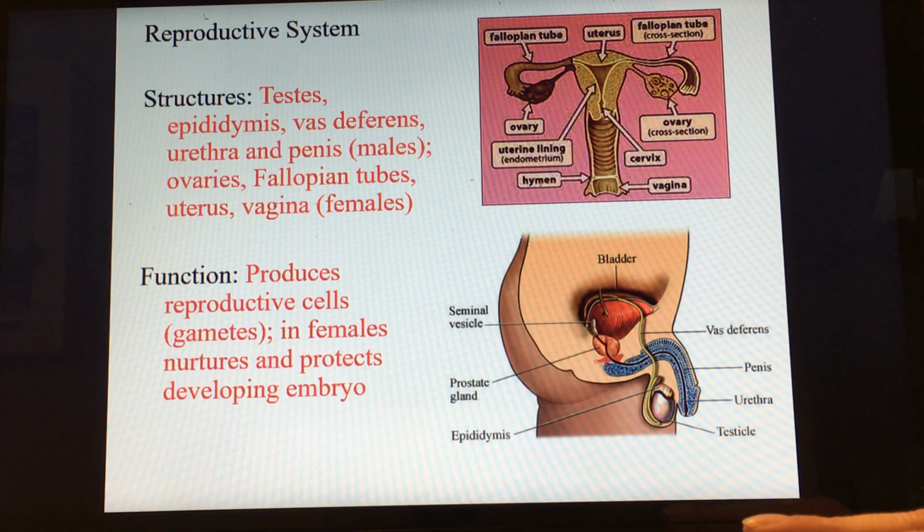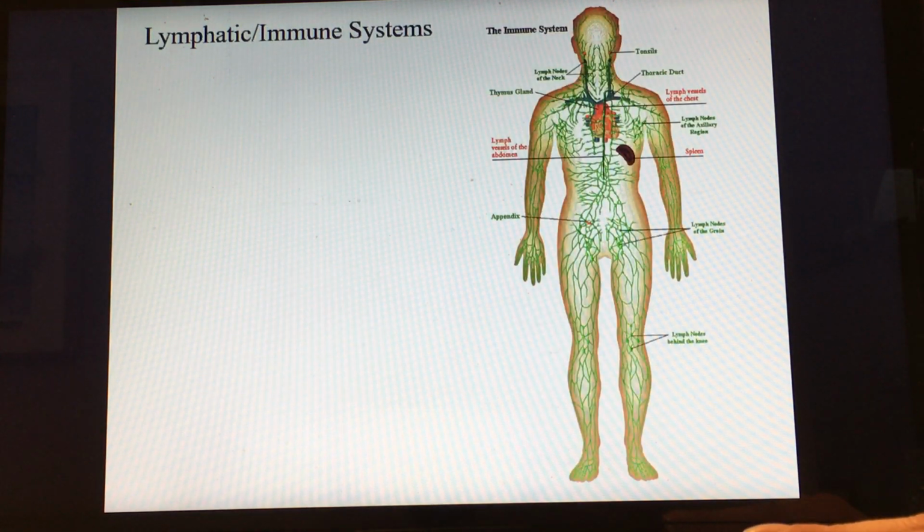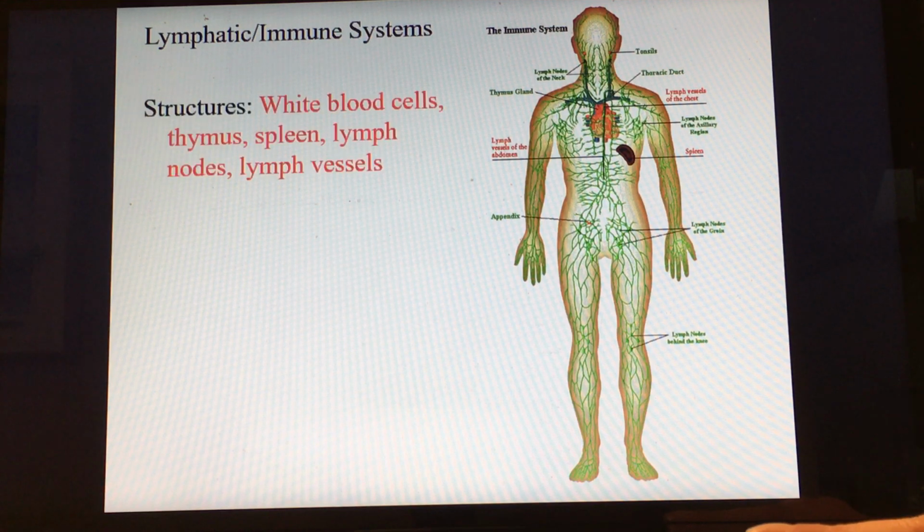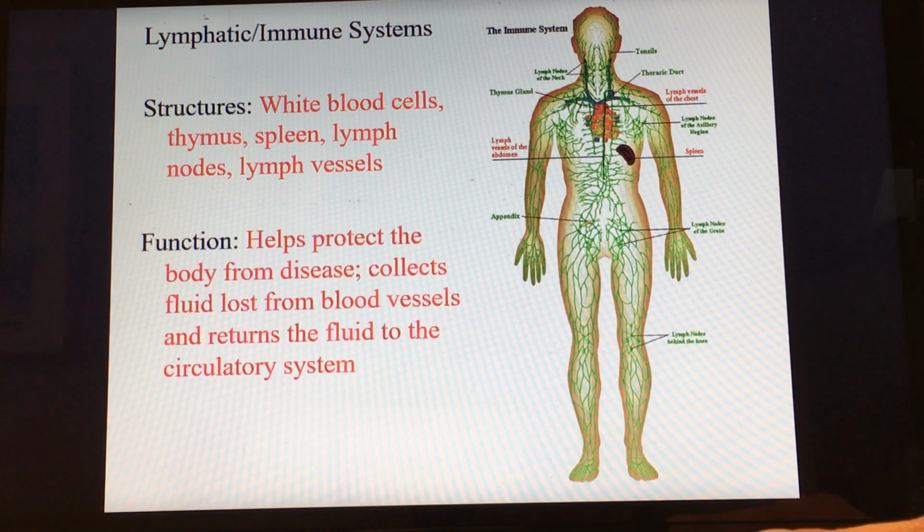And the function of the reproductive system is to produce reproductive cells. And in females, it nurtures and protects the developing embryo and fetus. So the lymphatic and immune systems work together, and they produce white blood cells, and they include the thymus, the spleen, lymph nodes, and lymph vessels. It helps protect the body from disease and collects fluid lost from blood vessels and returns the fluid to the circulatory system. So when we're talking about collection of fluid lost from blood vessels, that's mostly the lymphatic system.